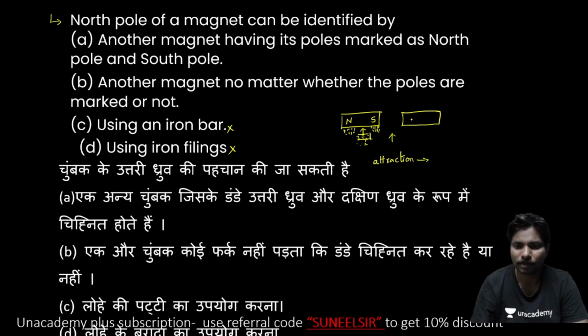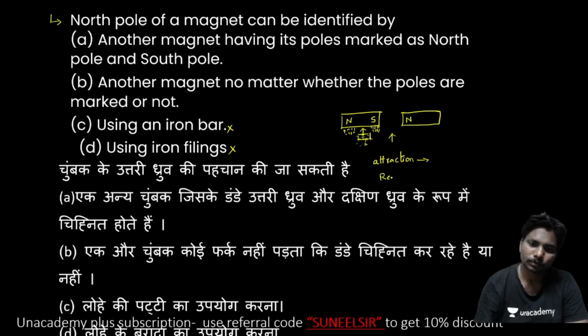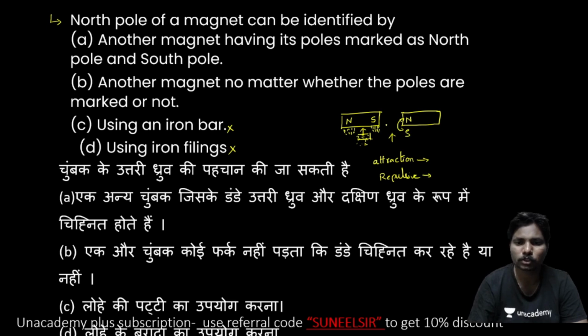If you are getting an attracting force, then you can say the other one may be north, because only opposite poles attract. If there is a repulsive force, then you can say it may be a south. So there are two possibilities, and with two possibilities we cannot identify. So the remaining option is A.